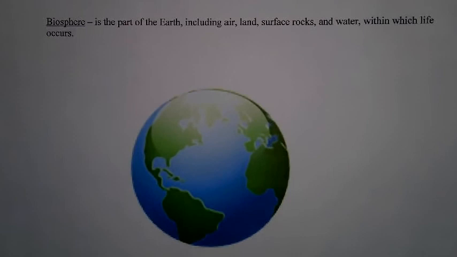And then the largest level of organization is the biosphere. It is the part of Earth, including air, land, surface rocks, and water, within which life occurs. So the biosphere is like the whole planet that supports life. As you move forward next year, in earth science, these levels of organization will increase still. So the Earth is part of our solar system and galaxy, and it does get bigger. So those are the ecological levels of organization.